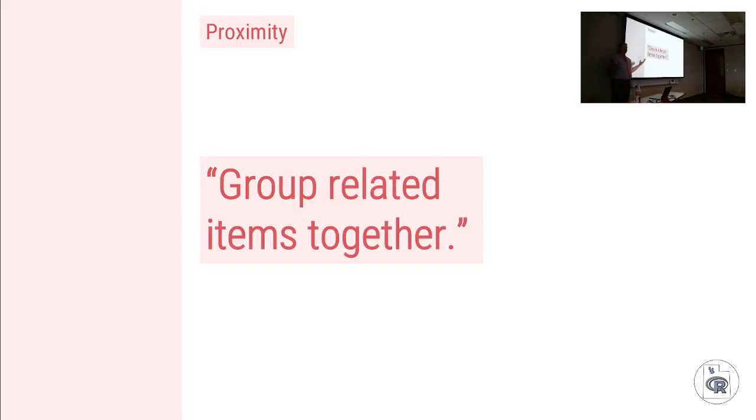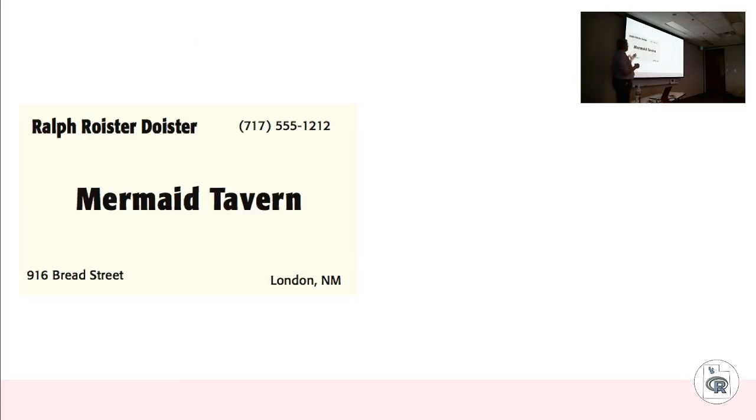Proximity is probably the easiest part. Just group related items together. An example of this is this business card here. It's cool because it's for this mermaid tavern. That's very clear it's for here. But what's the phone number? You look there. What's the address? It's hard to follow the flow of this business card. Nothing's really grouped together well.